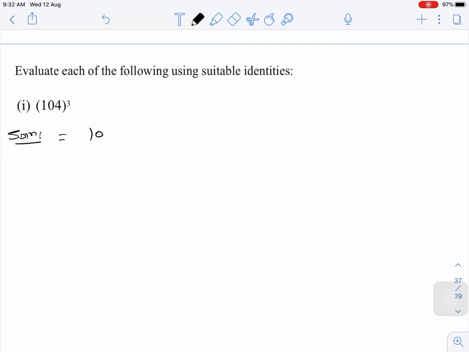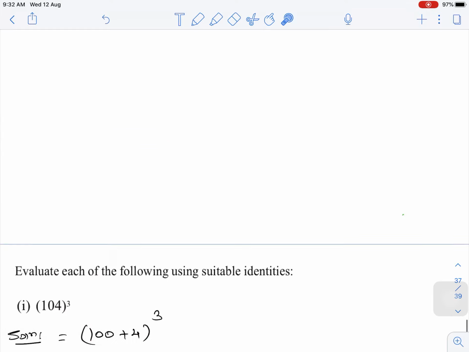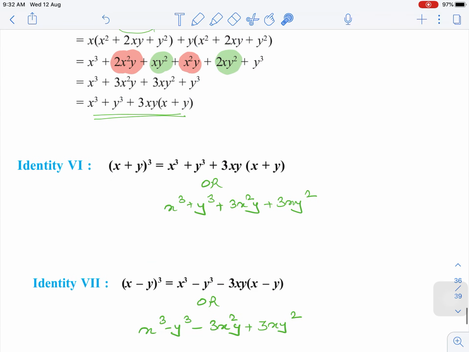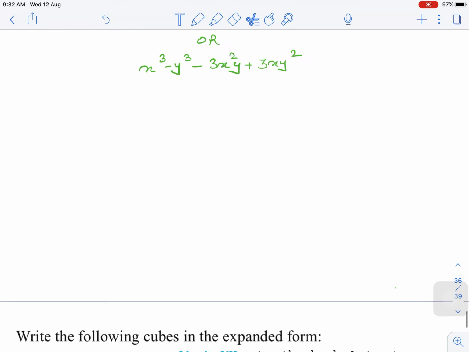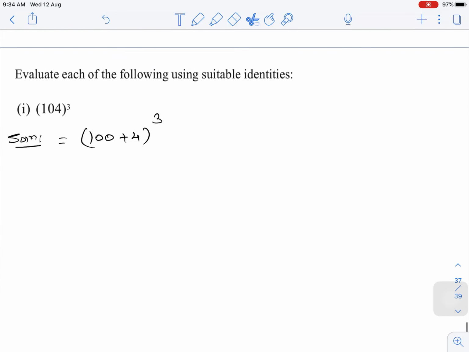It can be written as 100 plus 4 bracket cube. When we write it as 100 plus 4, that is 104, but now it has changed into which format? First term plus second term bracket cube, and already we have an identity for that one, that is this identity. So let us copy this identity over here.